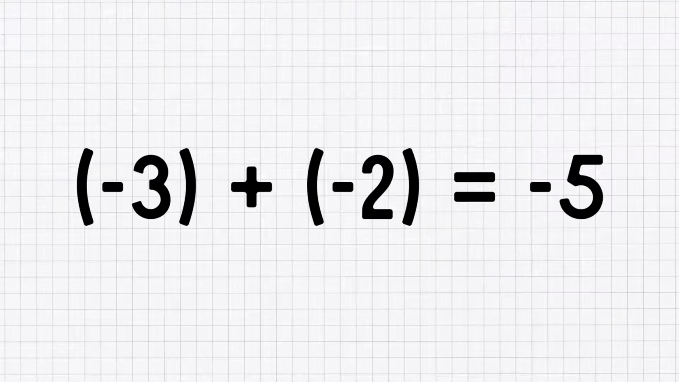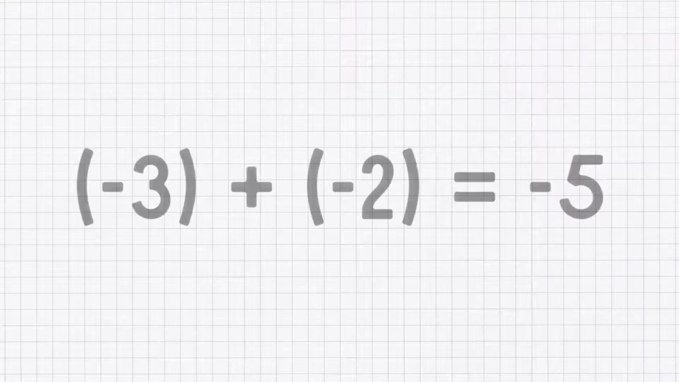So how about if the two numbers being added are both negative? We have negative 3 plus negative 2. We only have to add the numbers, so 3 plus 2, that is 5. And then we copy the sign, which is negative. Therefore, the sum is negative 5.